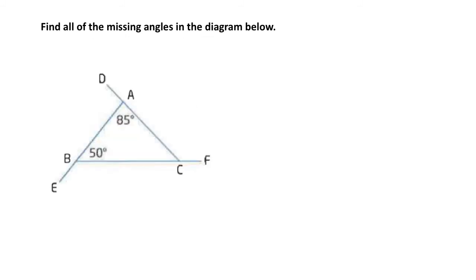In our final example, we are asked to find all of the missing angles in the diagram below. So we have a total of 4 angles to find. We have this missing interior angle. We're going to call it angle C. And then we also need to find all 3 of the exterior angles.